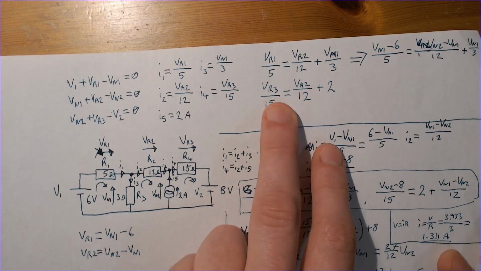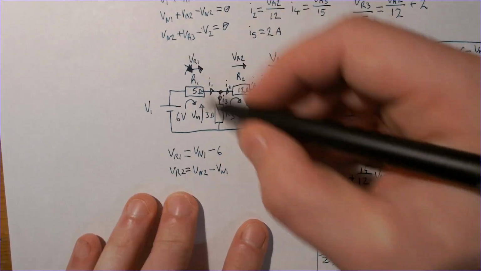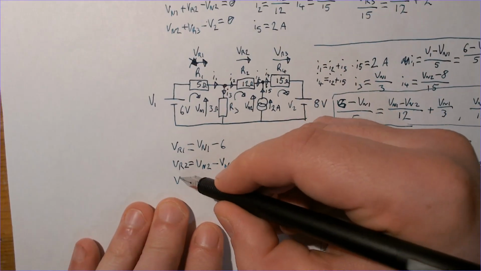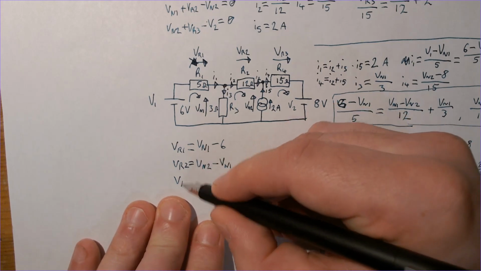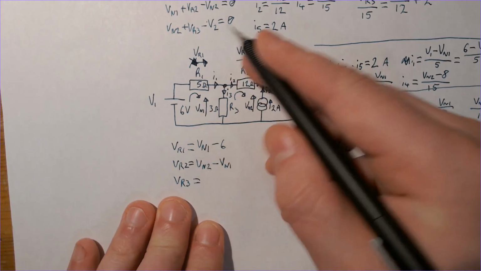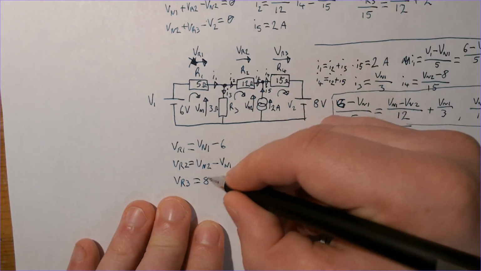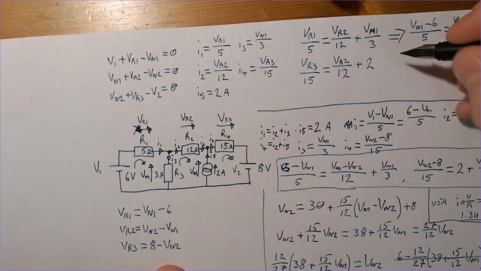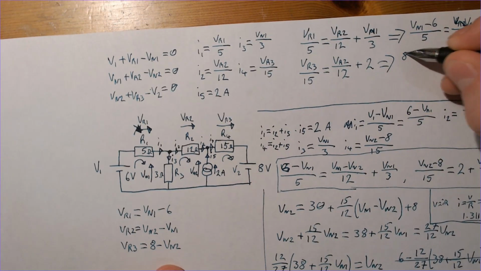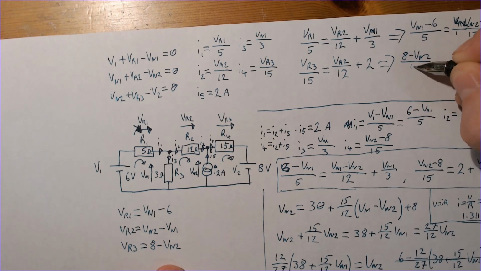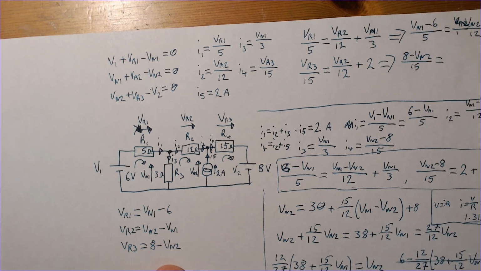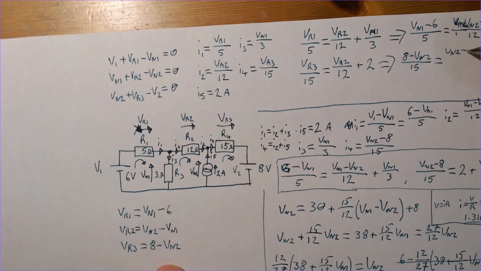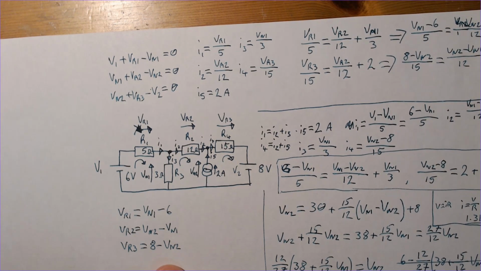So now we need to find the equation for VR3, to rearrange this last one. VR3 equals, now we'll move to the other side, V2 is 8, 8 minus Vn2. 8 minus Vn2 goes in place of there, so that becomes 8 minus Vn2 over 15 equals VR2, which is this here, over 12, that's the same, Vn2 minus Vn1 over 12 plus 2.